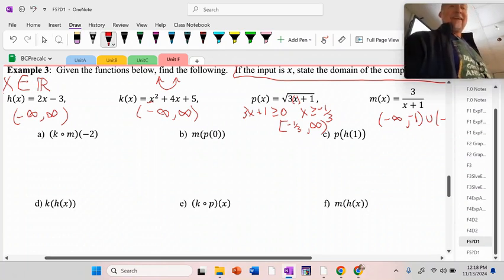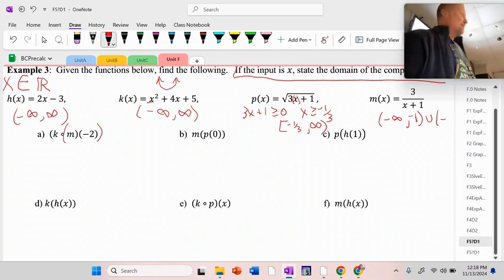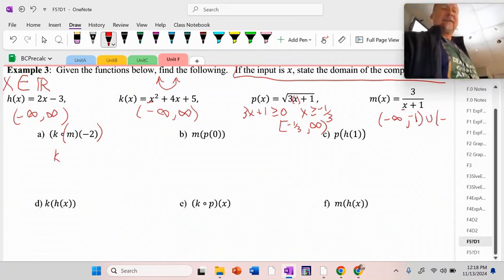Okay. All right, so what's M of negative 2? What's negative 2 plus 1, then 3 divided by that? Anyone listening anymore? Negative 3. And then what's K of negative 3? Come on, do I really have to do these? Someone said yes. Of course. All right.